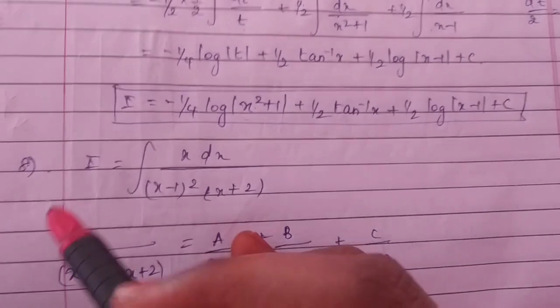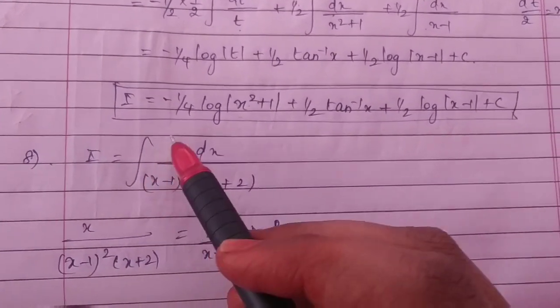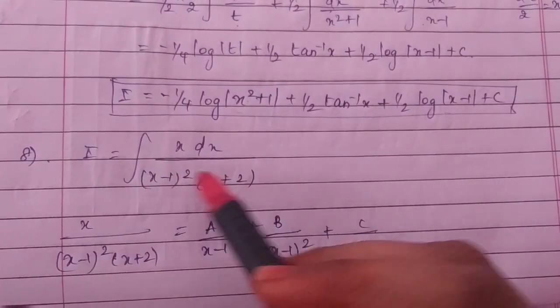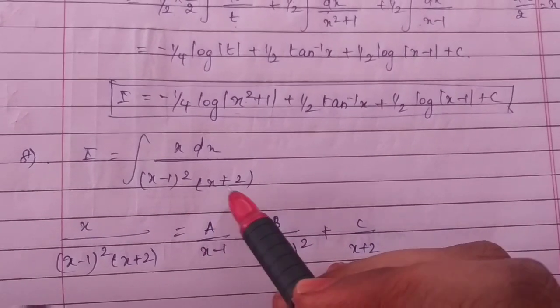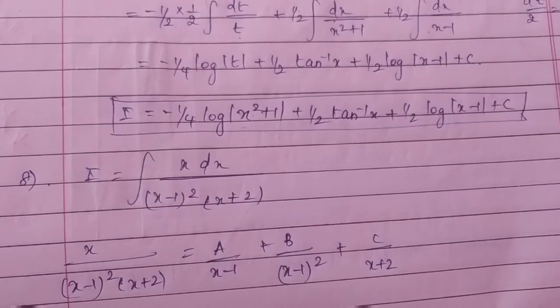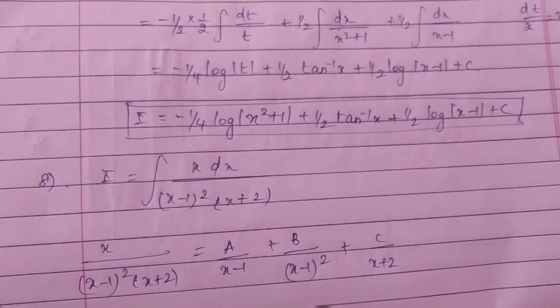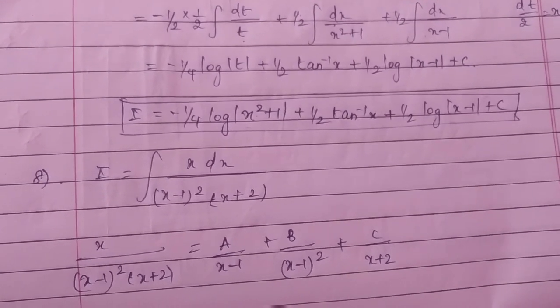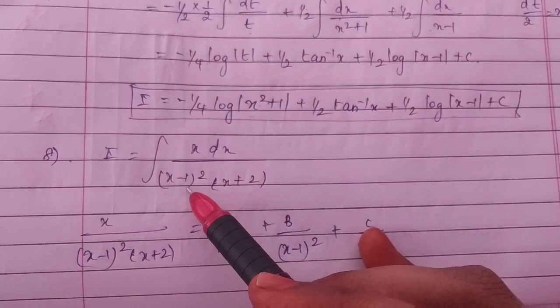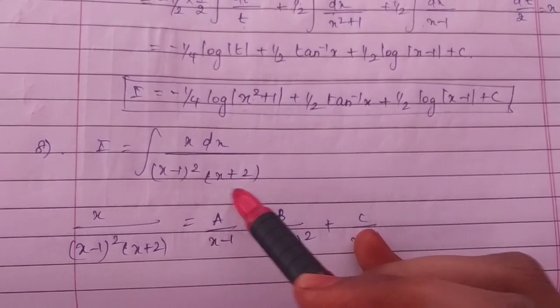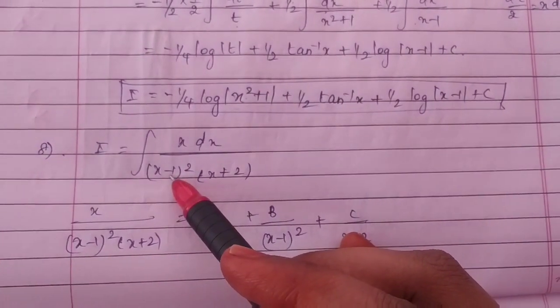The next question, 8th one. Integral of x dx divided by (x minus 1) the whole square into (x plus 2). So far we have learned three factors, two factors, quadratic and linear. Here, the x minus 1 factor is repeated and one more factor is different. If it is like this, what should you do?